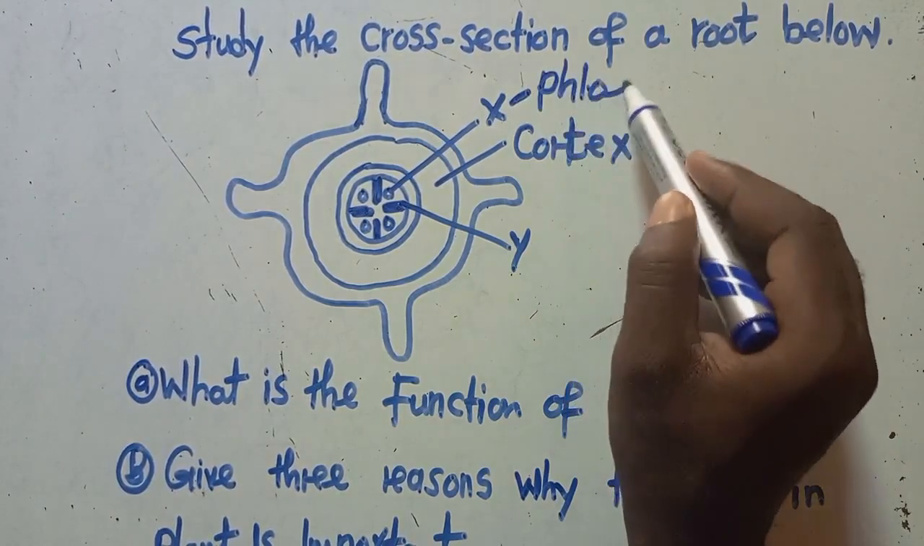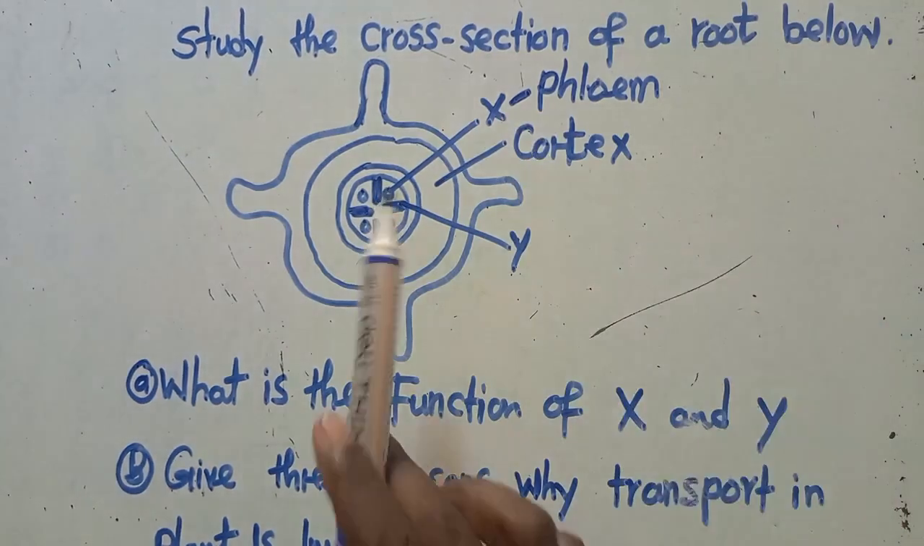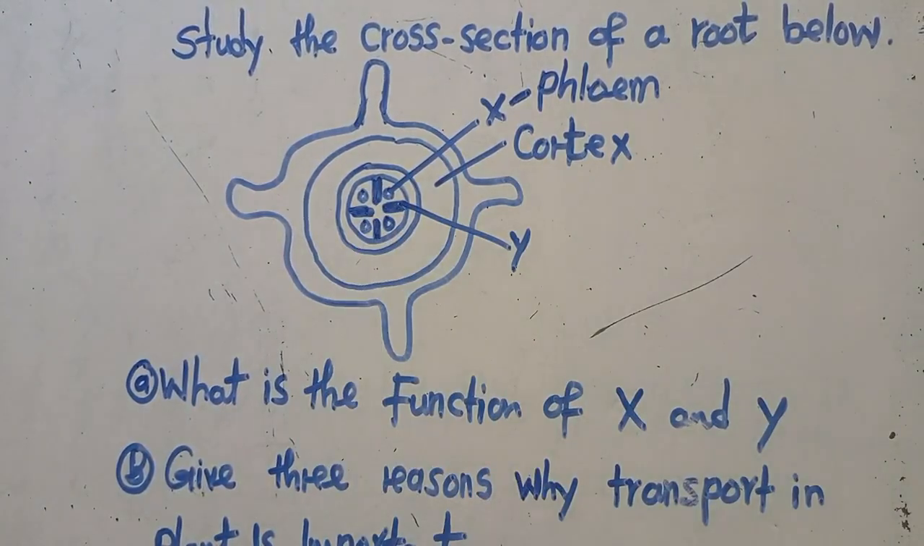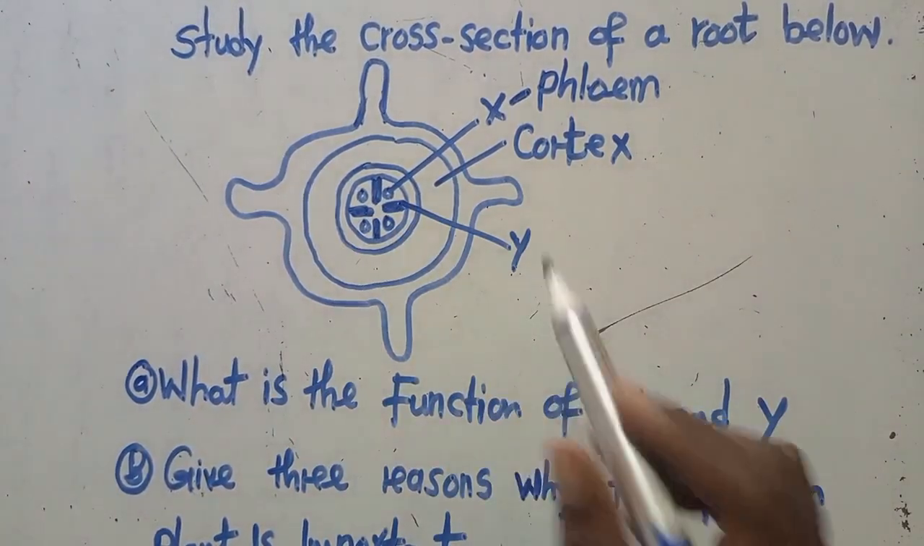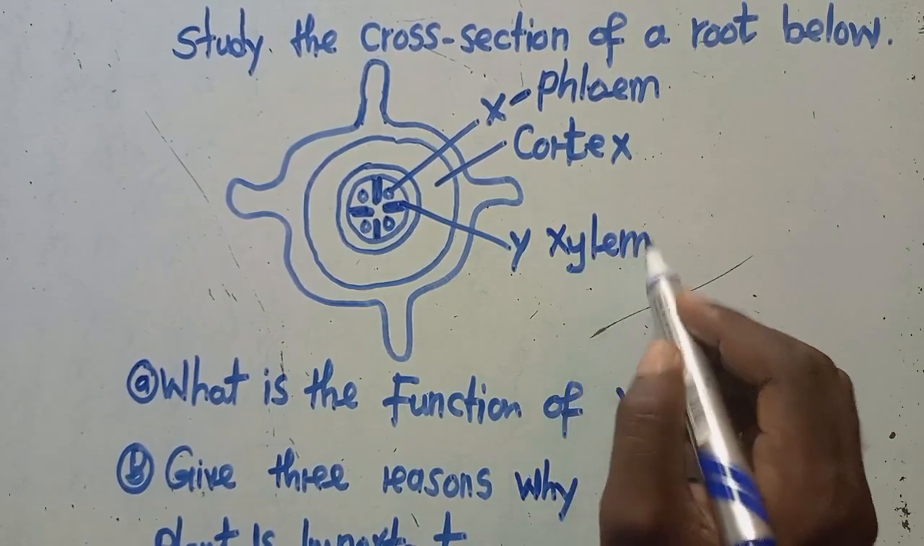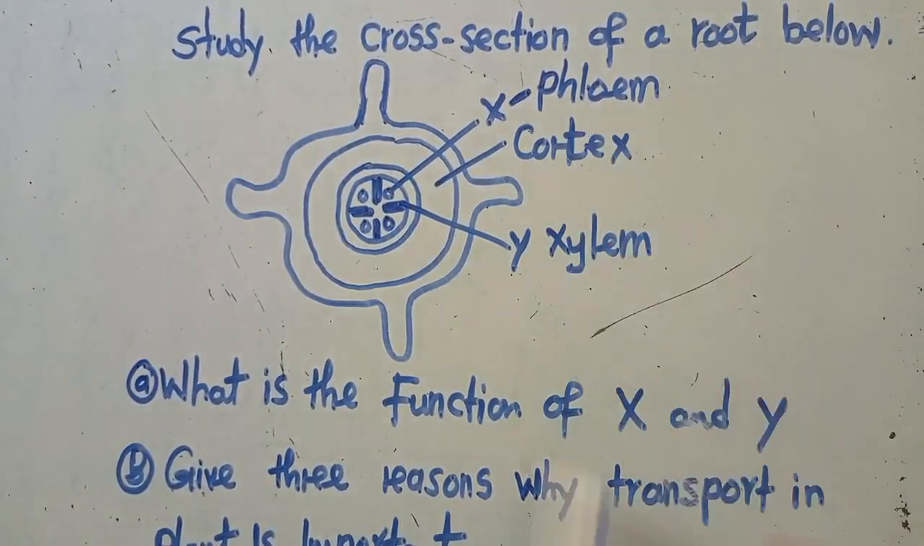So we need to understand that this part called X is what we call a phloem. These round things are called phloem. Then this part called Y is what we call a xylem. I hope we know the part labeled X and the part labeled Y, because the first question is asking, what is the function of X and Y?